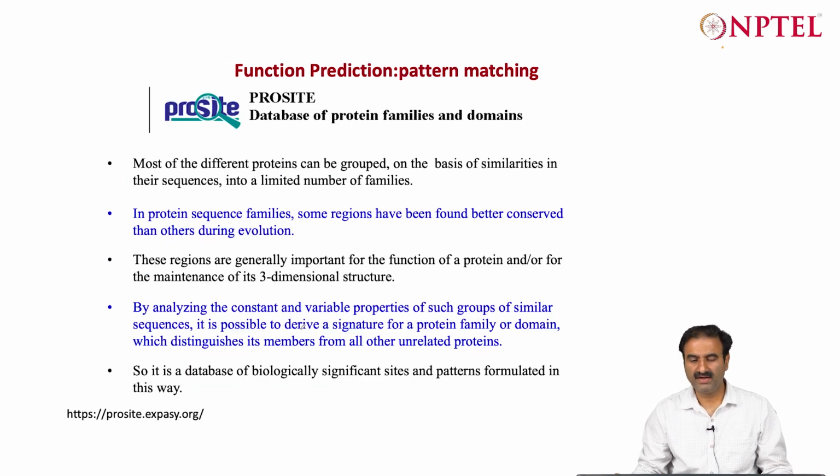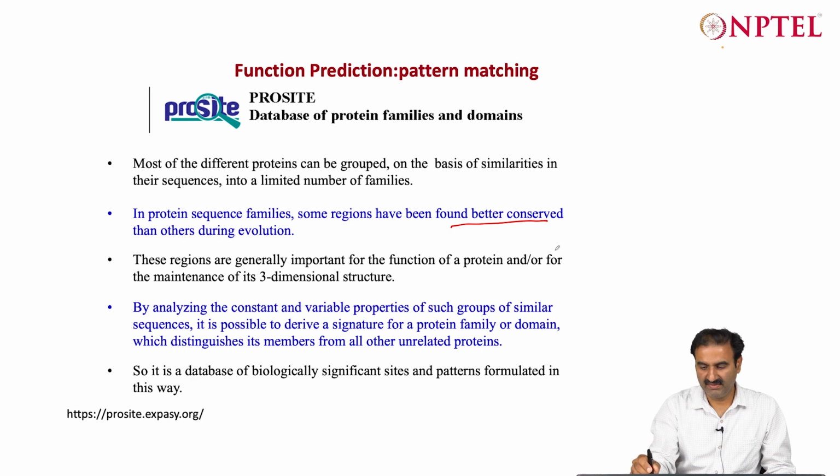The idea is that most of the proteins can be grouped into some families based on the similarities between them, and there are always some critical regions in a protein which are better conserved because they are important for the three-dimensional structure, folding, active site, or binding to various other components in the cell. Those cannot change easily, and those conserved sites or less change-prone sites are important to determine the function of a protein. So those can be used for function annotation.